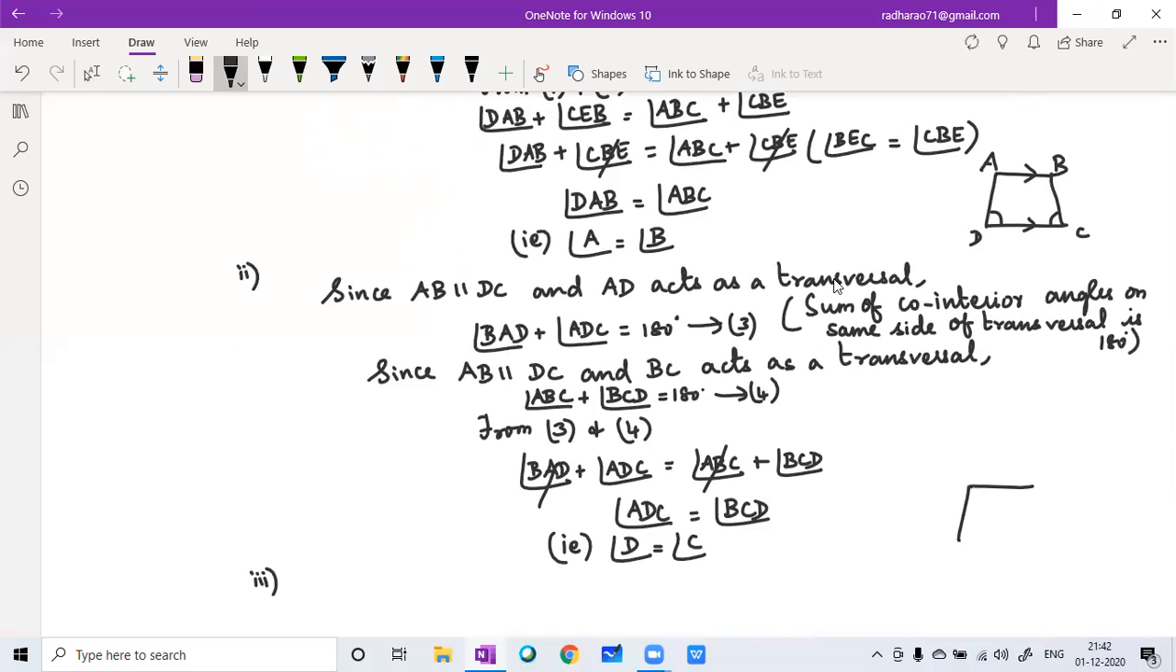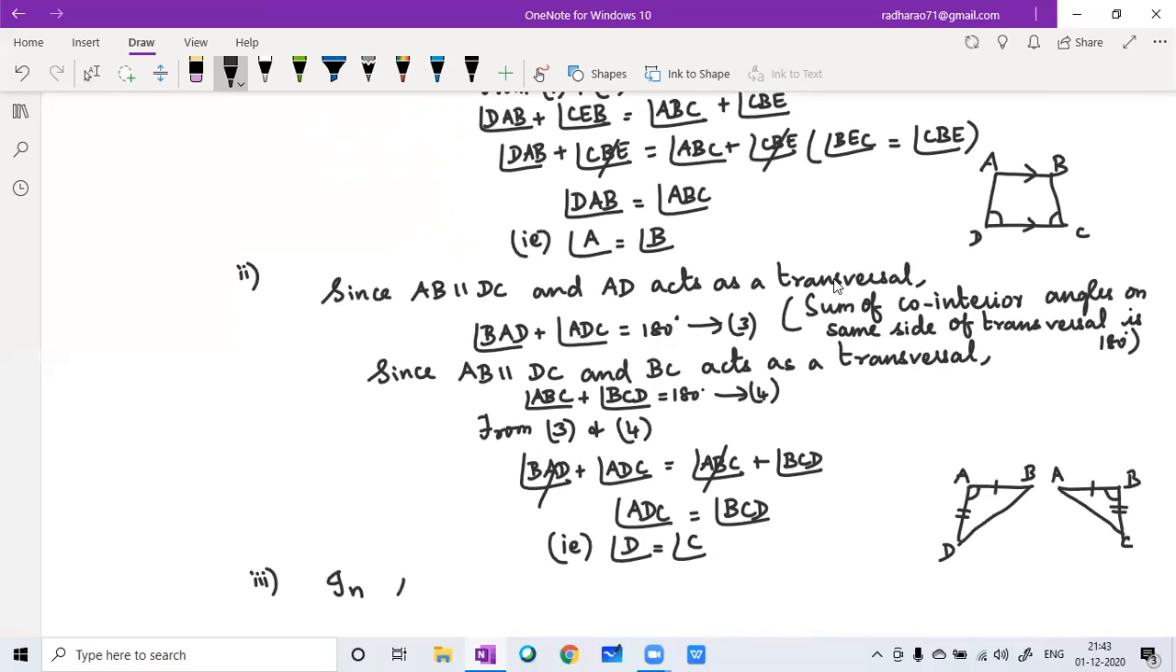So triangle ABC and triangle BAD have to be proved congruent. Here you know AB is common in both the triangles and it is given in the question itself AD and BC are equal, and just now we have proved angle BAD and angle ABC are equal. So two sides and the included angle of both the triangles are equal, so they are congruent by SAS congruence.